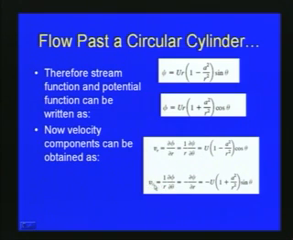The tangential velocity is defined as V theta is equal to 1 by r del phi by del theta, that is equal to minus del psi by del r. With respect to this definition, if you differentiate psi or phi, we get V theta is equal to minus u into 1 plus a square by r square sin theta. So, the tangential velocity is V theta is equal to minus u into 1 plus a square by r square sin theta, and the radial velocity for the flow past a circular cylinder is V r is equal to u into 1 minus a square by r square cos theta.